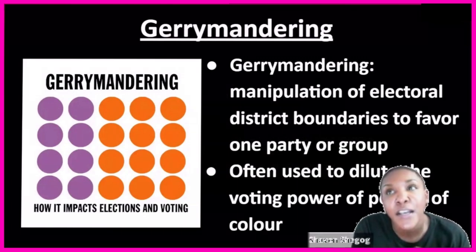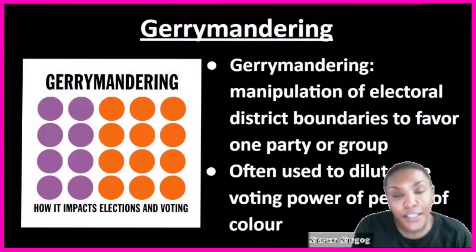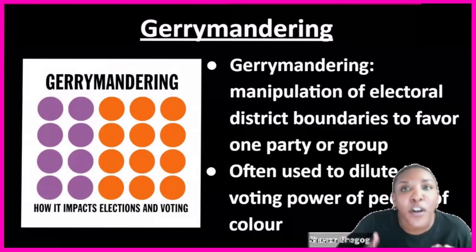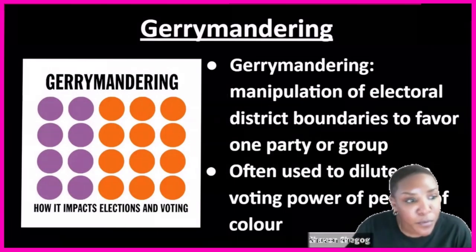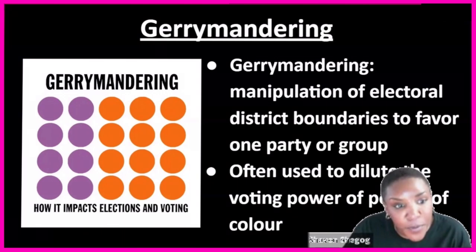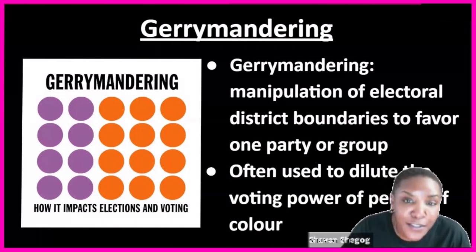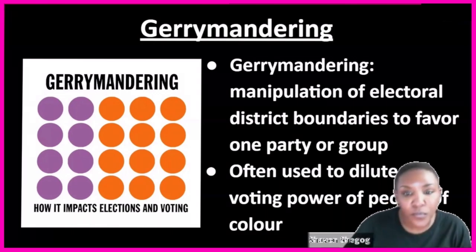Gerrymandering is a terrible practice because it seeks to usurp what our government is all about, and that is the people's voice, right? For the people, by the people. And if you are drawing lines to favor a particular political party, then you are actively fighting against what we say and who we say we are.